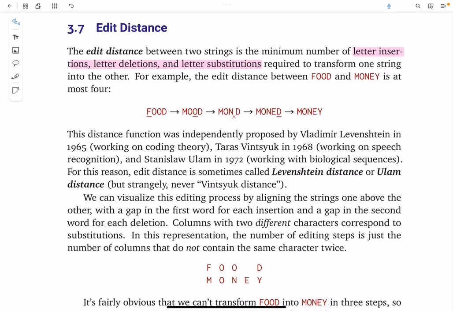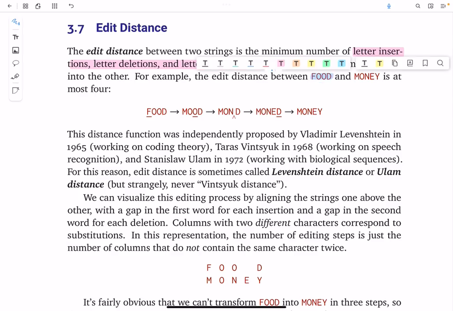So in this video, we're going to look at the edit distance problem. The idea here is you have two words, and you want to see the minimum number of insertions, deletions, and substitutions you need to use to transform one word into the other.